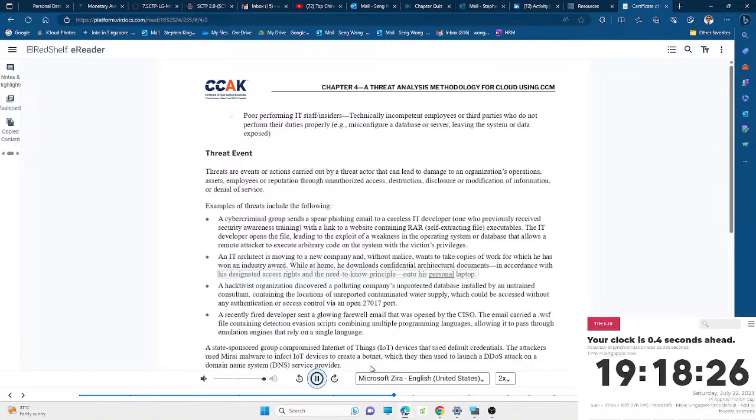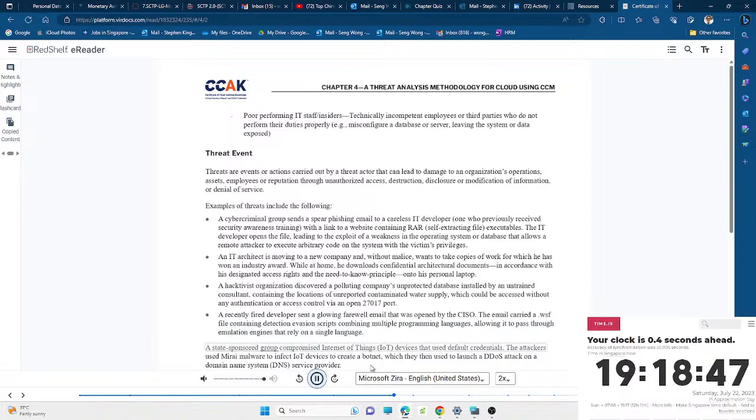his personal laptop. A hacktivist organization discovered a polluting company's unprotected database installed by an untrained consultant, containing the locations of unreported contaminated water supply, which could be accessed without any authentication or access control via an open 27017 port. A recently fired developer sent a glowing farewell email that was opened by the CISO. The email carried a .wsf file containing detection evasion scripts combining multiple programming languages, allowing it to pass through emulation engines that rely on a single language.